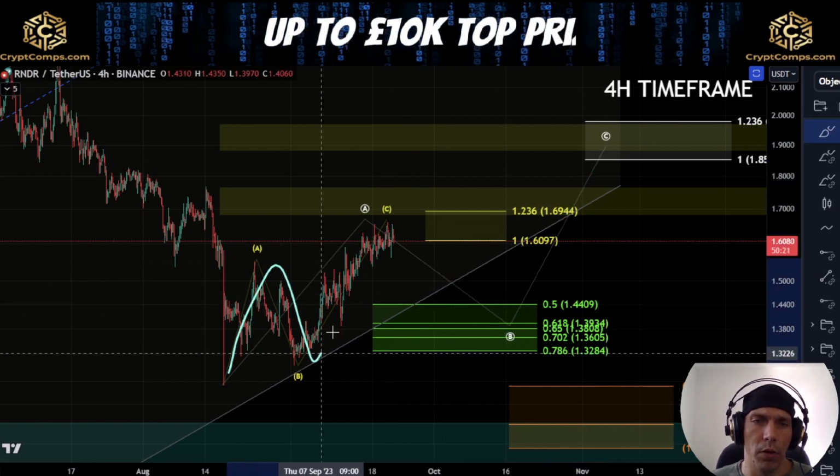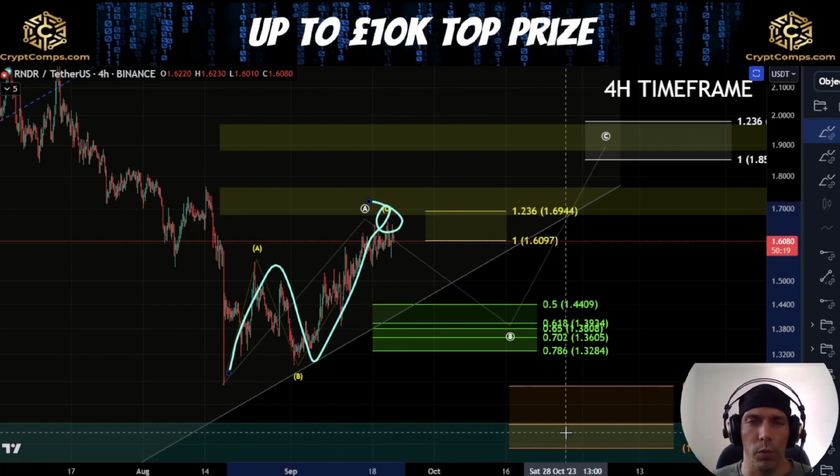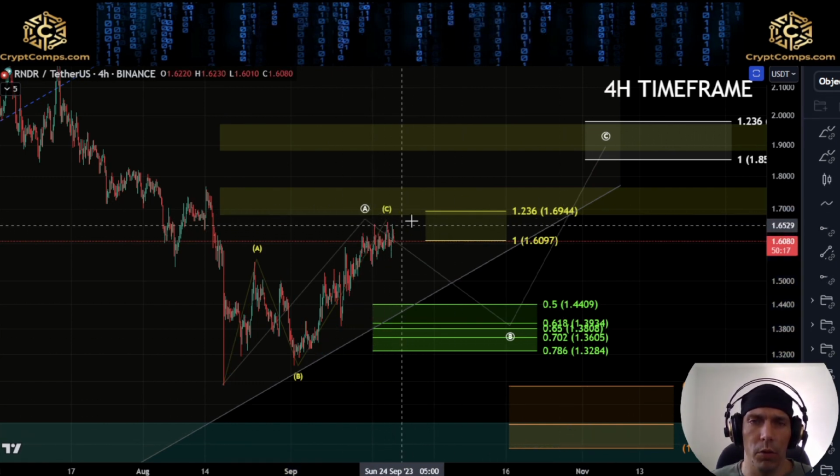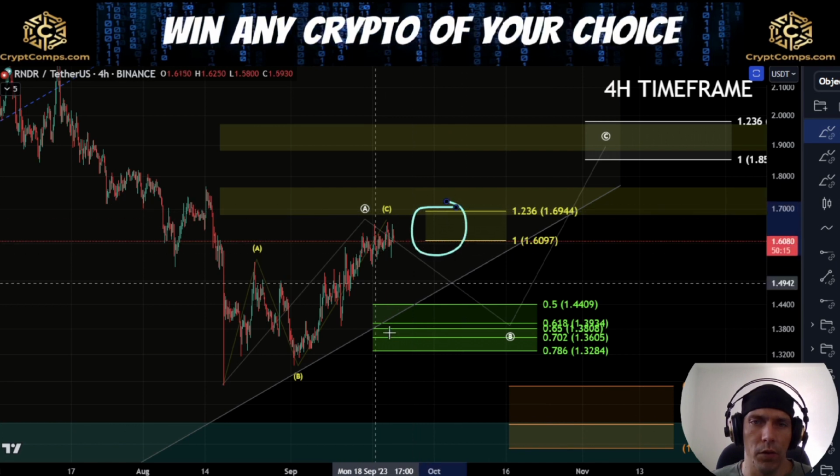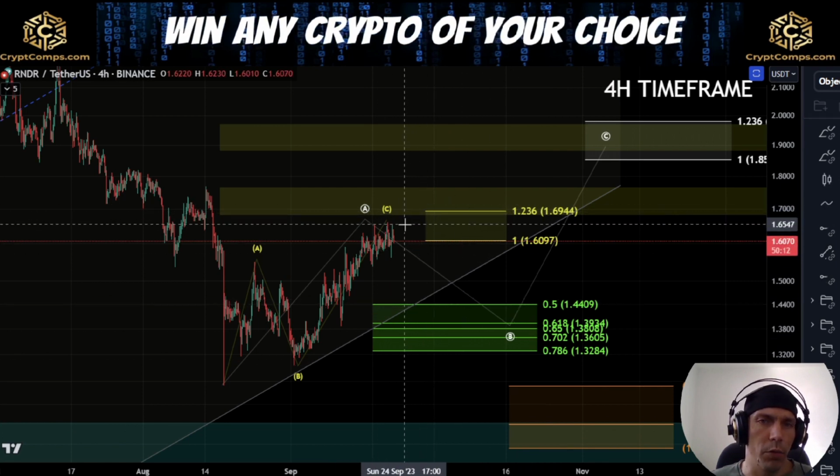At the moment, we are currently hitting, like I said, that 1-to-1 zone. So I'm just going to be looking out for the fact that we've come into this typical area that we look for a reaction.